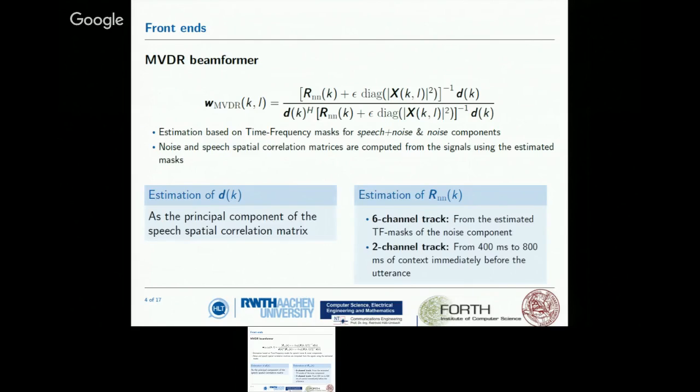Hello everyone. I'm going to present our front ends and 1 back end. The front ends are in the spirit of this competition, because everyone kind of switched to basically doing the same. What we use is one MVDR beamformer, which is similar to the one used in the previous challenge winner system from NTT. We use complex Gaussian mixture models to get a mask estimation, and from that we estimate the spatial covariance matrices for noise and speech, at least for the 6-channel track. For the 2-channel track, we estimate only the speech mask, and for the estimation of the noise covariance, we use the 400 or up to 800 milliseconds immediately in front of the utterance.